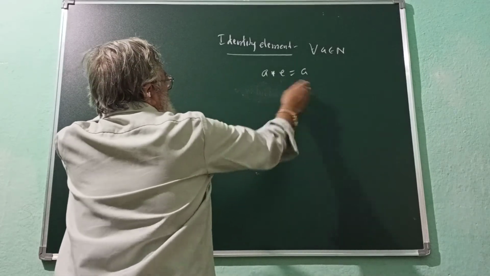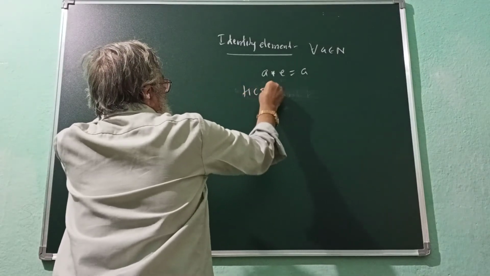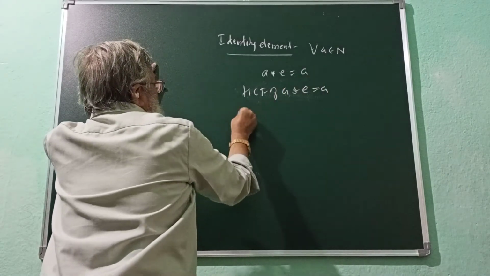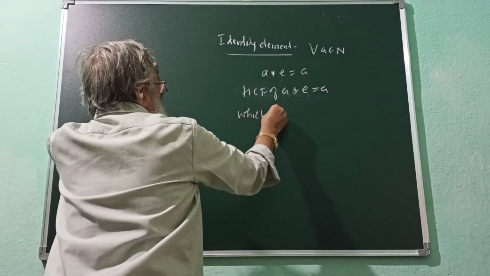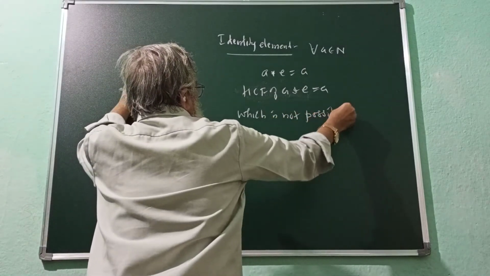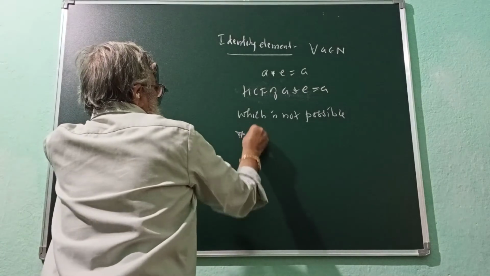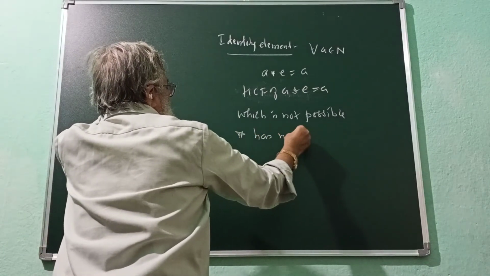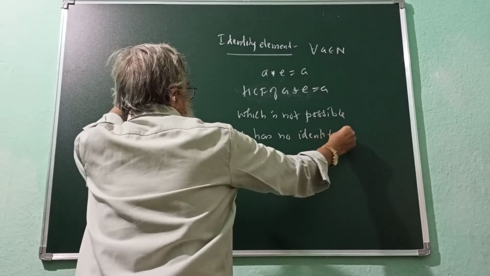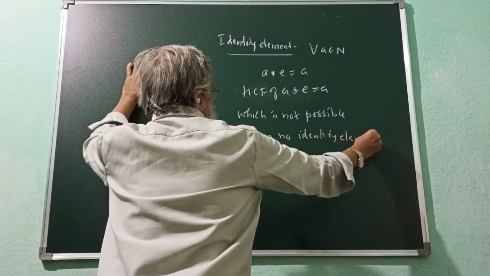But let us write it down first. HCF of A and E is equal to A, which is not possible. Therefore star has no identity.